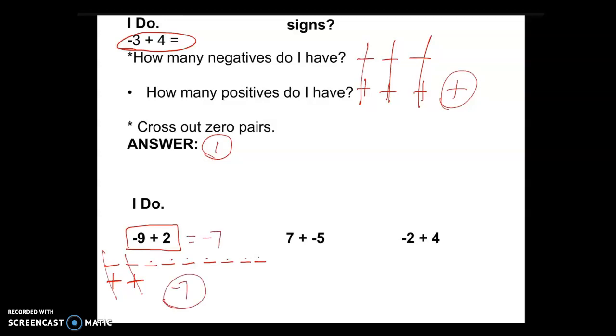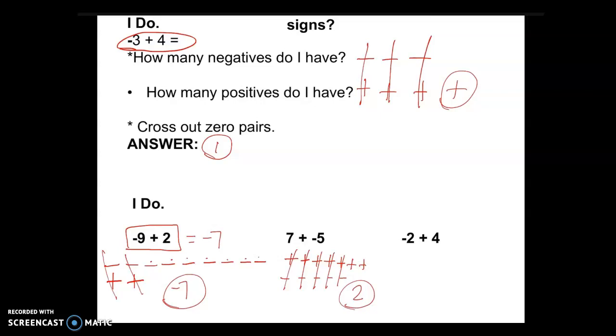Next question. 7 plus -5. How many positives do I have? I have 7. How many negatives do I have? I have 5. Then I'm going to cross out my 0 pairs, and I am left with 2 positives.